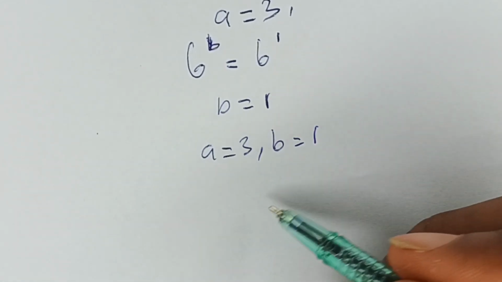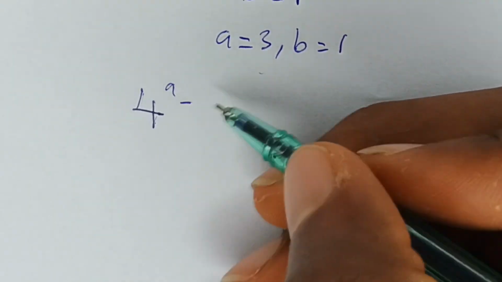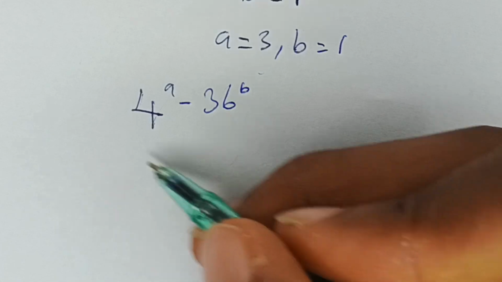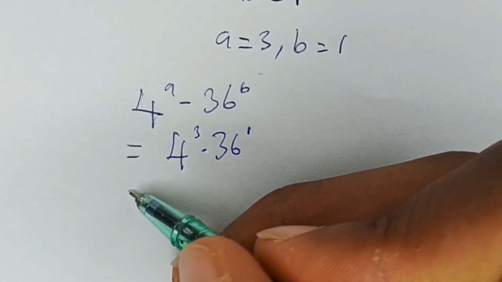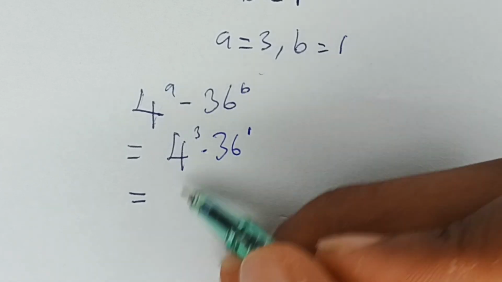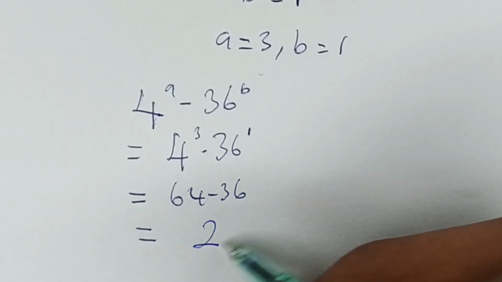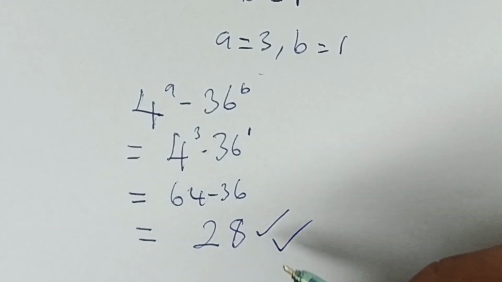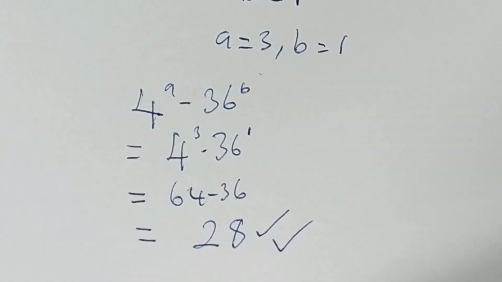Alright, now let's substitute this into the expression we had. So we had 4 raised to the power a minus 36 raised to the power b. This is equal to 4 raised to the power 3 minus 36 raised to the power 1. This is equal to 64 minus 36, and this is equal to 28. Hence, you can now say that our answers are the correct answers to this equation.